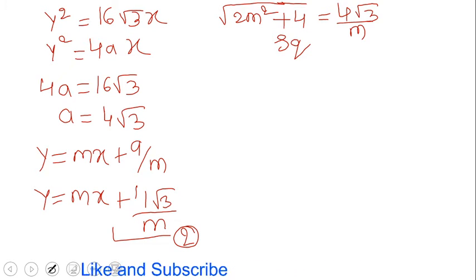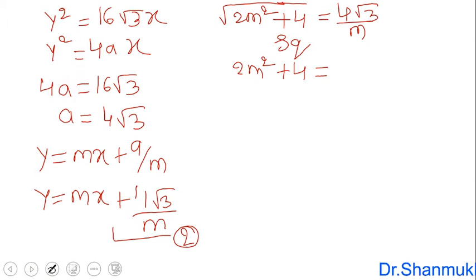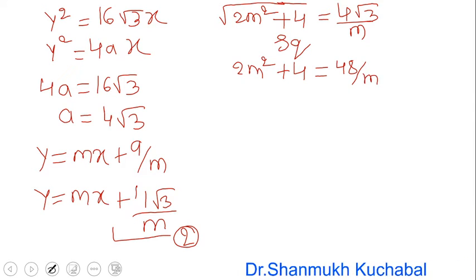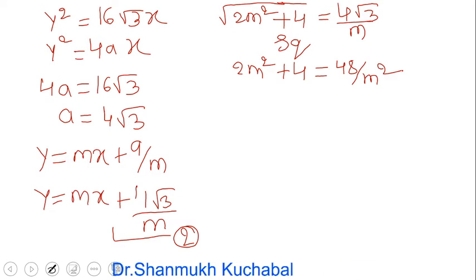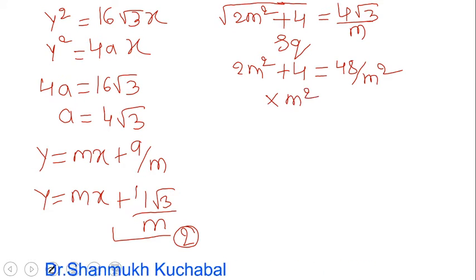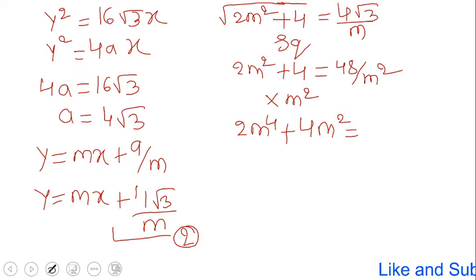So we are going to get this as 2m square plus 4, the square root gets cancelled, equal to 4 root 3 whole square. We are going to get it as 48 divided by m square. To avoid the denominator m square, multiply throughout the equation by m square. So we get this as 2m raised to 4 plus 4m square equal to 48.